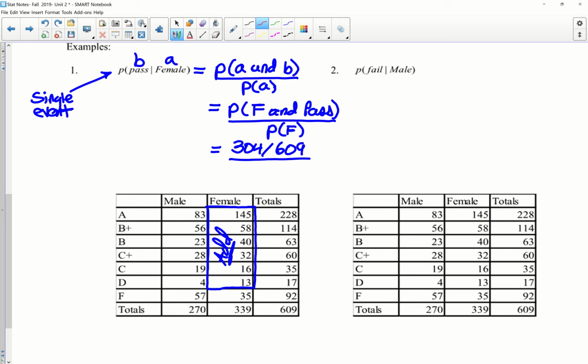Now the probability of getting a female in general, well, there's 339 females overall, and there's 609 people in total. So 339 over 609. Now you could simplify that. And again, you don't have to simplify it to lowest terms, but simplify it so it's a single fraction, 304 over 339.